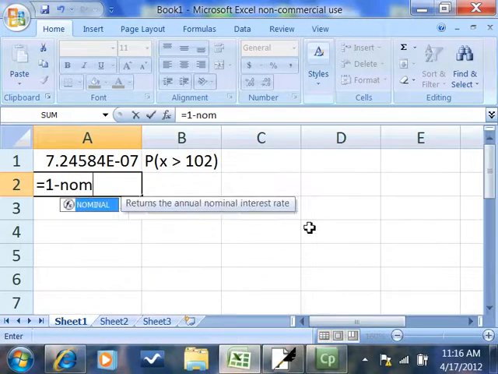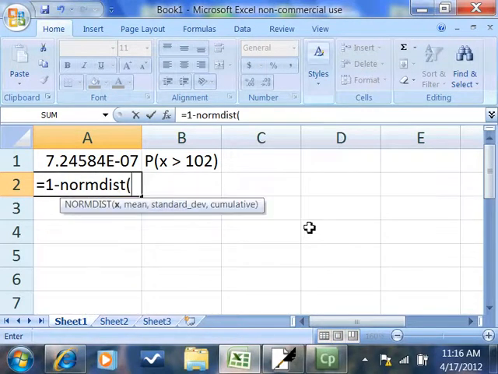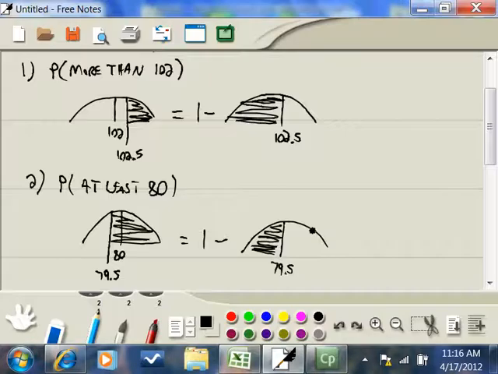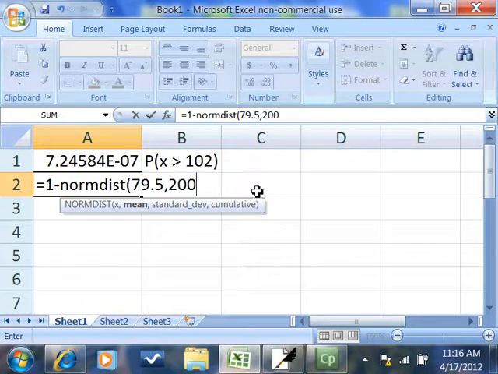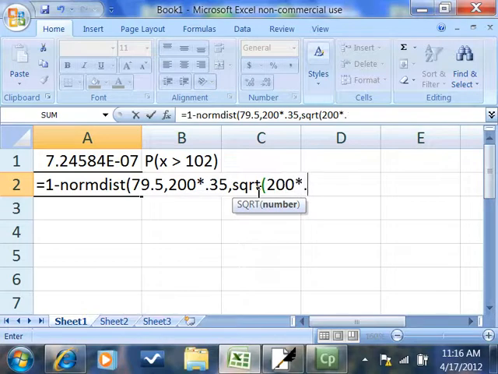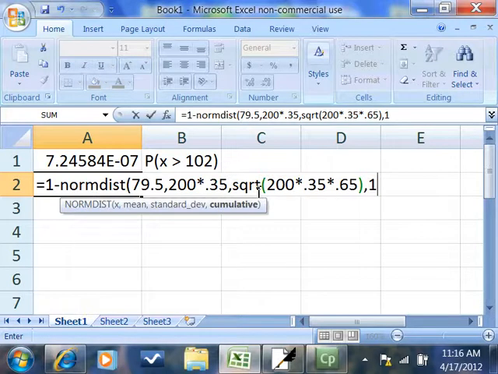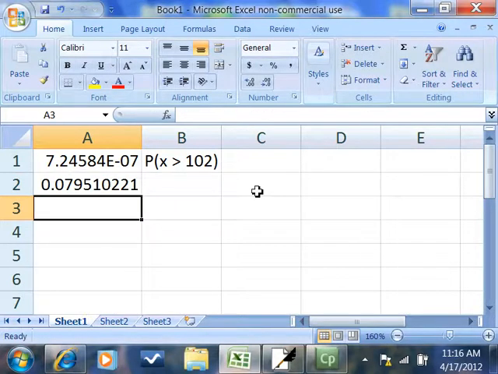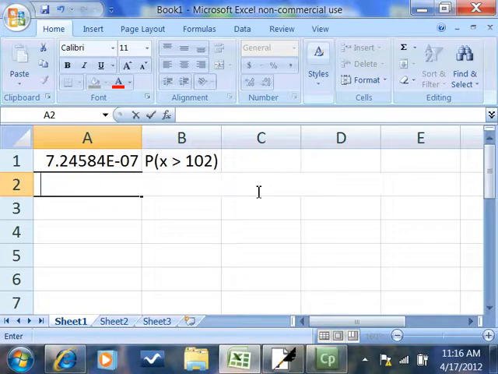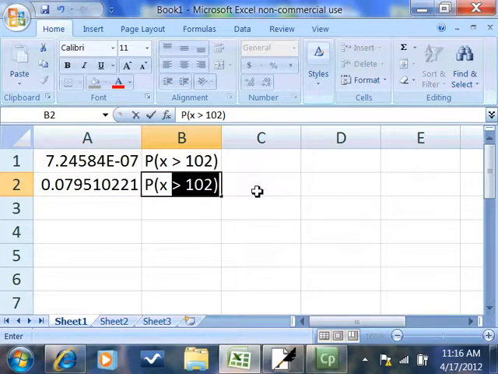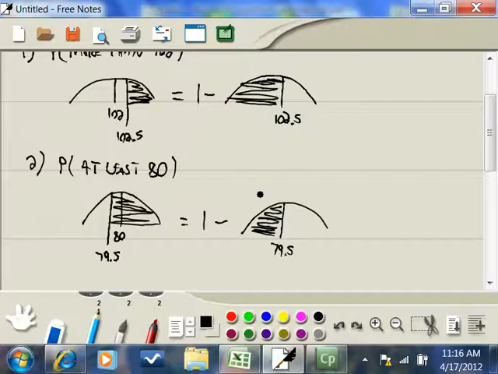1 minus NORM.DIST. What did I say? 79.5. Our mean, which is n times p, so 200 times 0.35. How to write that down on a piece of paper. Comma, square root of 200 times 0.35 times 0.65. Comma, and then 1 for cumulative. And that'll give us our answer. And this one was the probability x is greater than or equal to 80.